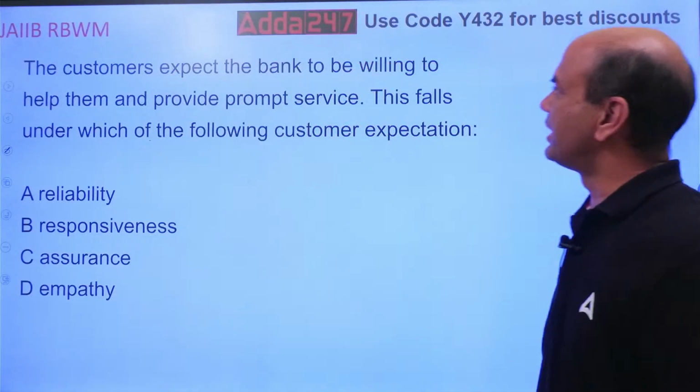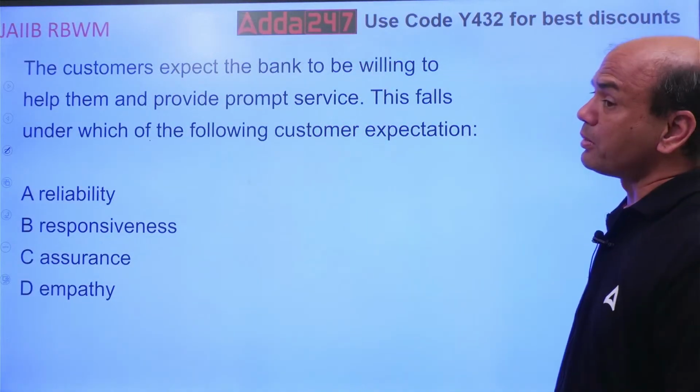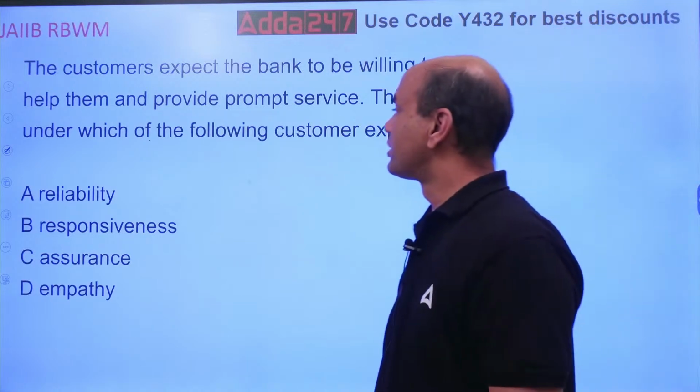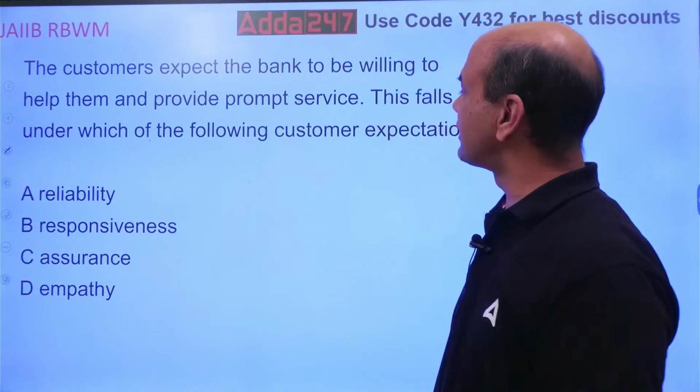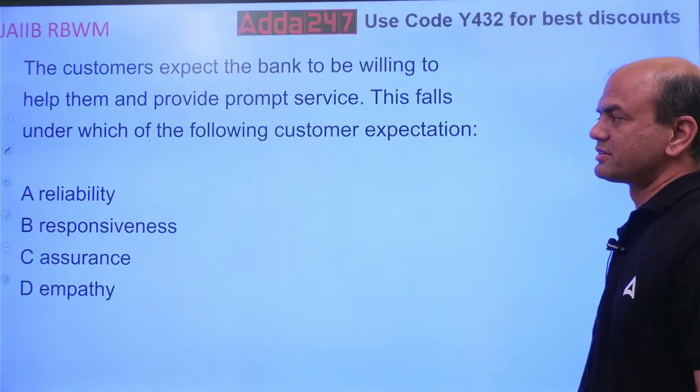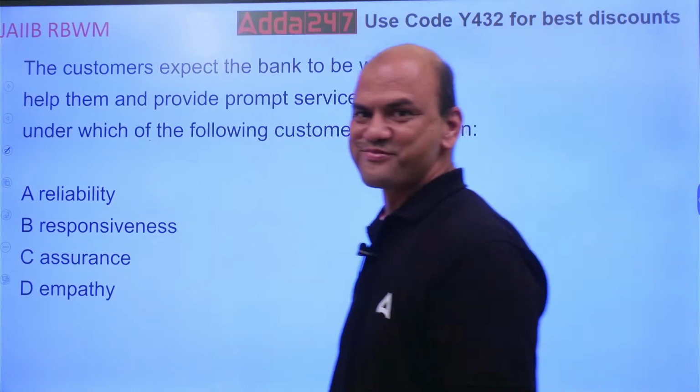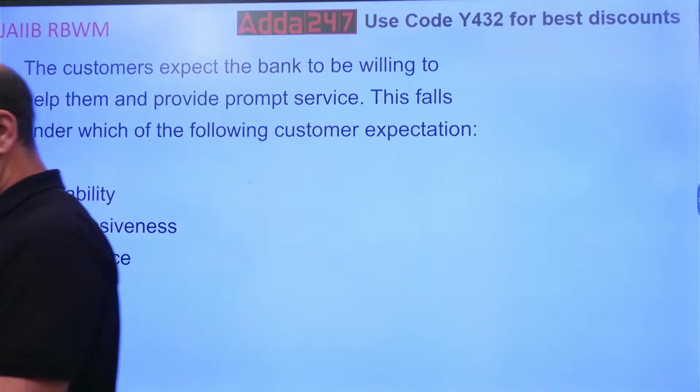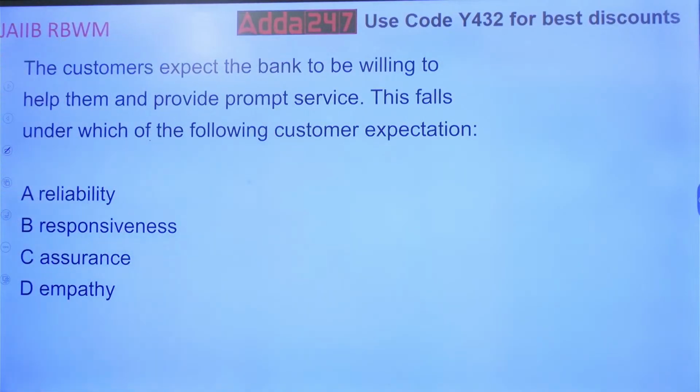The customers expect the bank to be willing to help them and provide prompt service. Prompt service, okay? This comes under which of the following customer expectations? Prompt service. Think, everyone think over it. The customer requires you to answer immediately. Immediately means within the given time. Everything can be solved immediately, isn't it?